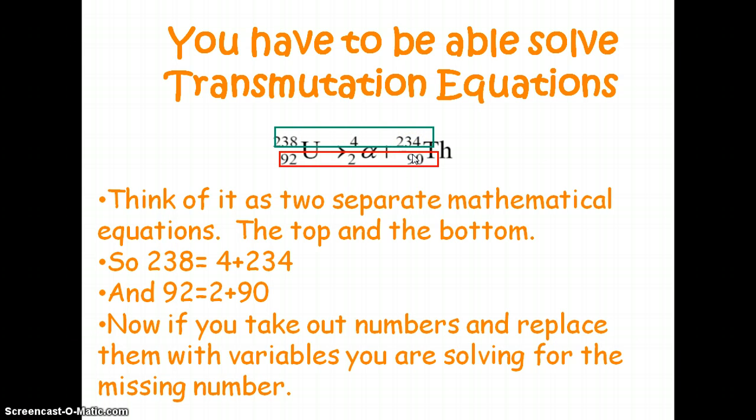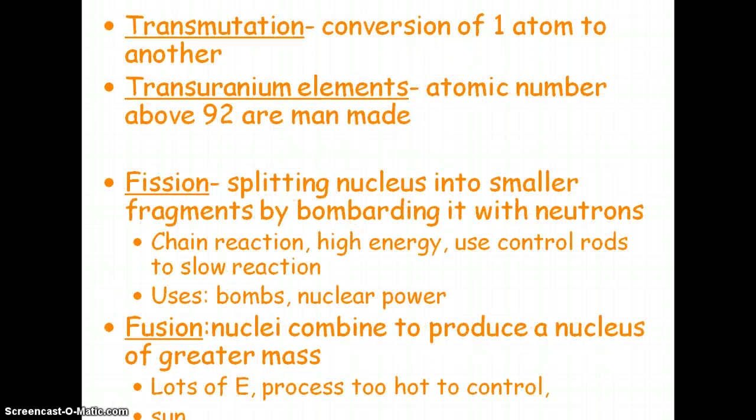Now if you took out one of these, maybe took out the thorium and we're trying to find that, then you could make variables and solve for the missing number. So 238 equals 4 plus x. So you would know that you would subtract 4 from 238 and you get 234. Okay? All right, transmutation is the conversion of one atom to another. So those are the equations you just saw.